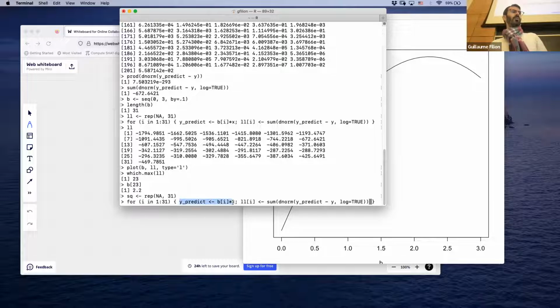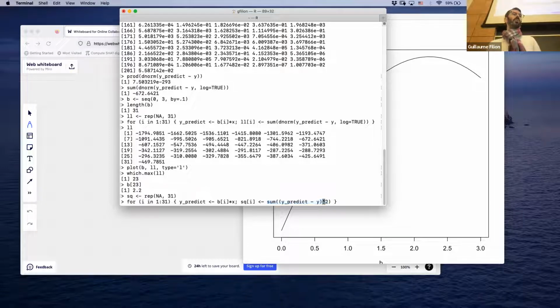I try all the values of the slope, just the same between 0 and 3. And instead of computing the log likelihood, I would compute the squares here, which is actually the sum of the squares. So how does that work? This is the sum of (y predict minus y) squared. That here is the least square criterion. That's what I would do. I'm just computing the vertical distances, squaring them.